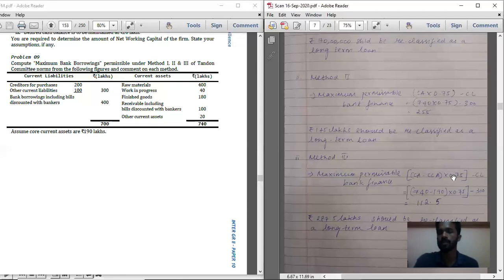So the maximum permissible working capital loan allowable is 112.5 lakh, but they have already allowed 400 lakhs. So 400 minus 112.5, that is 287.5 lakh should be converted from working capital loan to long-term loan. That is, it should be reclassified as a long-term loan. 287.5 lakh should be reclassified as a long-term loan.